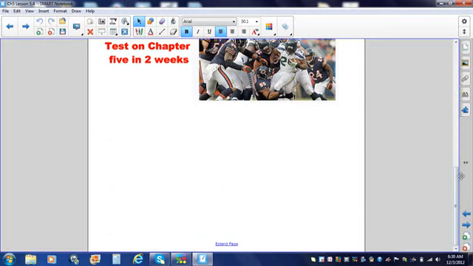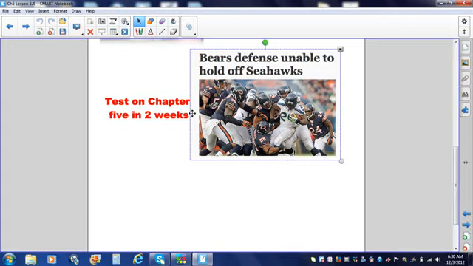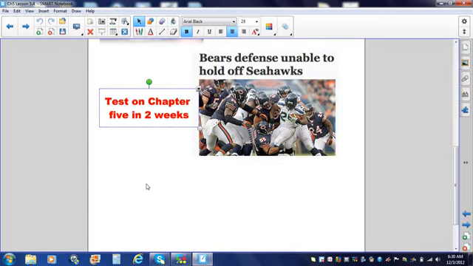And yes, for all you haters out there sipping the haterade, you can thank the Bears, who gave up a 97-yard touchdown drive to the Seattle Seahawks with less than 4 minutes to go in the game to seal the deal and lose. So you will have a test on Chapter 5, courtesy of the Bears, in 2 weeks.